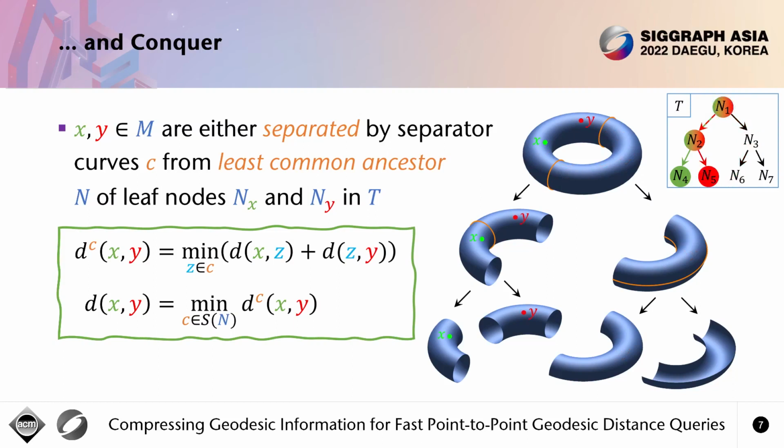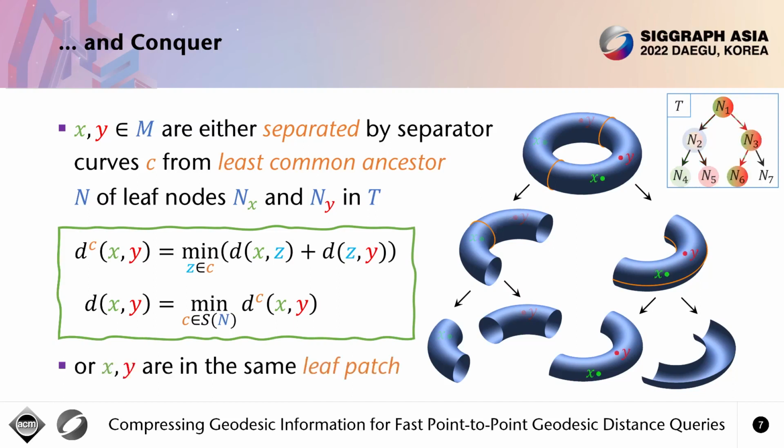So here's another example. If the points x and y are like this, then the least common ancestor of the leaf nodes n4 and n5 is the node n2. And if we look at the corresponding separator, that's the curve C2 here, and the shortest path from x to y that runs through C2, if we measure its length and determine it by our optimization problem, then indeed we get the globally shortest path from x to y.